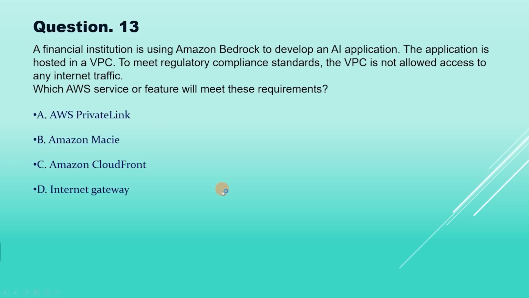And it may be the obvious answer for you, because whenever the VPC is not allowed to access any internet traffic, the correct answer will be AWS PrivateLink, because it is used to securely access AWS services from a VPC without exposing traffic to the public internet. And due to this reason, it ensures compliance with regulatory standards that prohibit internet access, as all the communication will happen over the private AWS network. And Internet Gateway also uses the public internet, so it is also not beneficial.